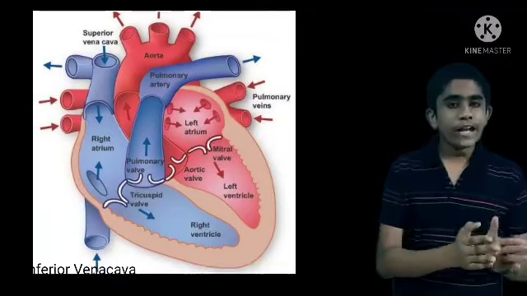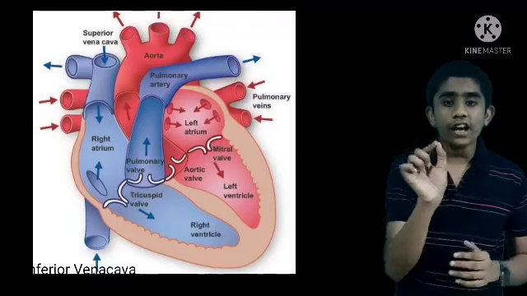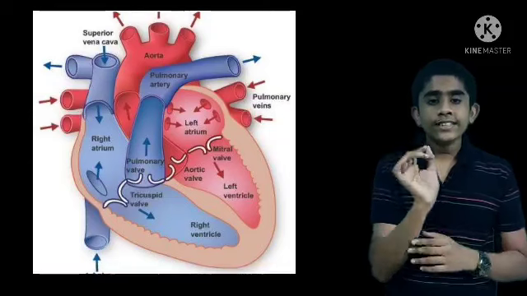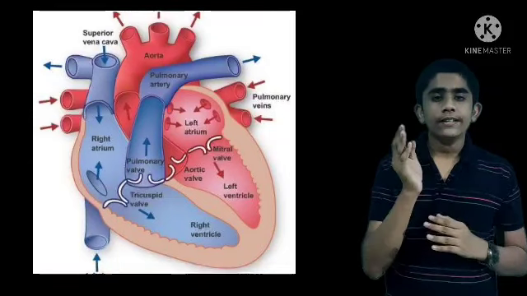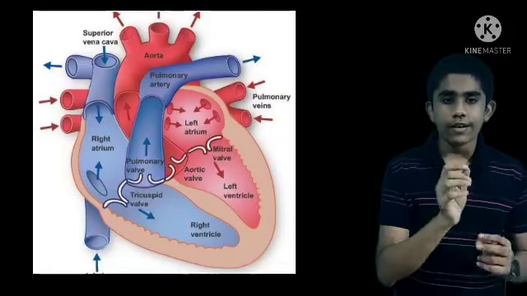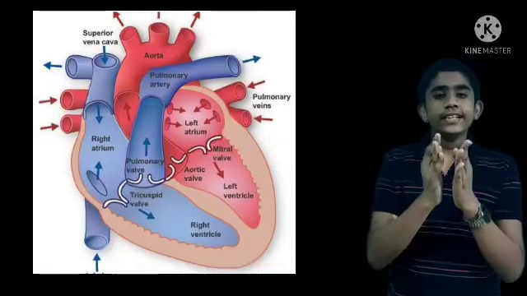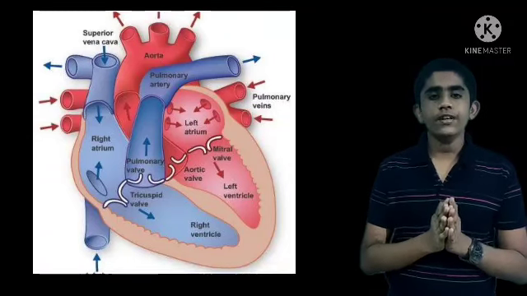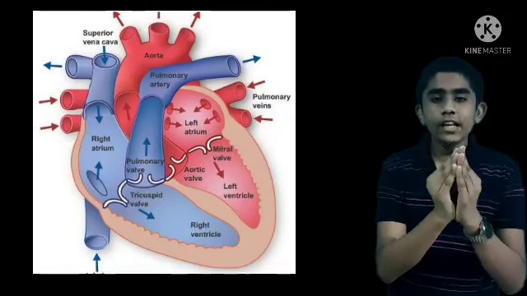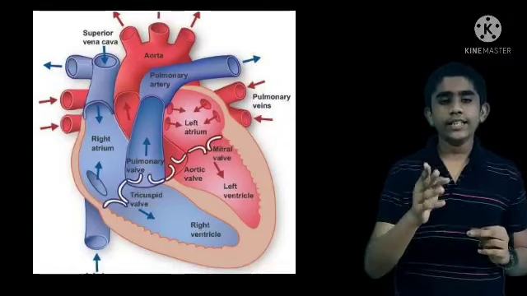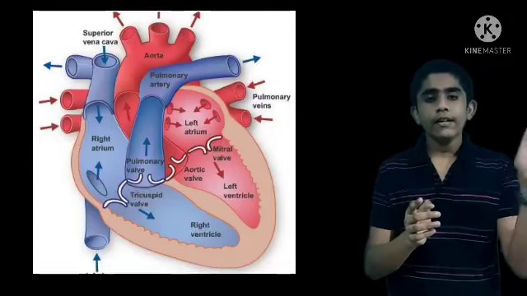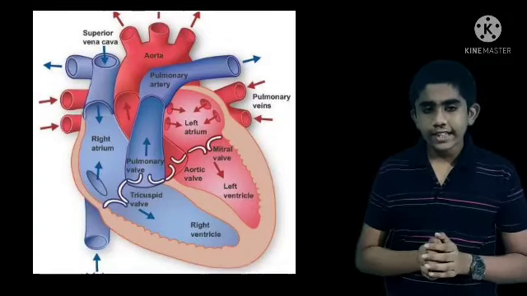From the right ventricle, there is the pulmonary artery. Every artery carries oxygenated blood except this pulmonary artery. It is T-shaped because we studied earlier that the heart is in the middle of the two lungs. It is T-shaped because the pulmonary artery connects both the left side lungs and the right side lungs.